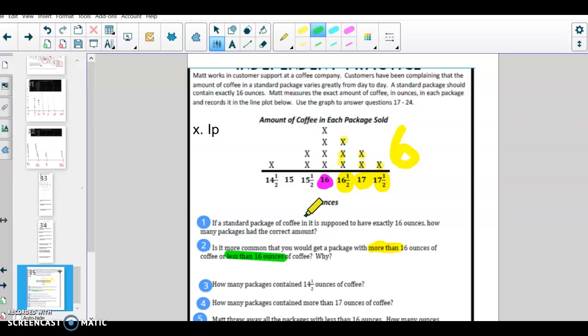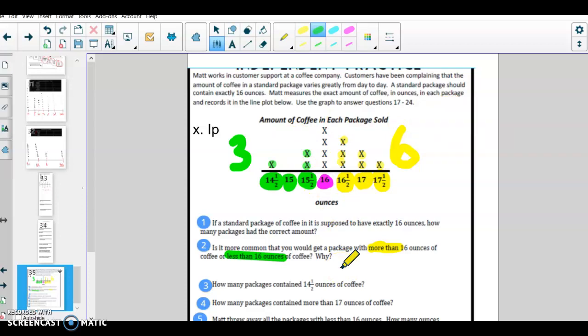Just like if something weighs 16 ounces, something that's 15.5 ounces is a little less than 16. Well, if 15.5 is less than 16, then 15 is less than 16, and 14.5 is less than 16. So now I'll look at each package that is less than 16. Well, if I look at all my packages less than 16 ounces, I have 3. So now using this information, I'll answer question number 2.